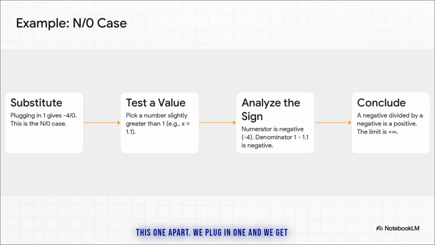Okay, let's really pick this one apart. We plug in 1, and we get -4/0. Ding, ding, ding, that's our clue. We know the answer is either positive or negative infinity. Now we just need to figure out which one. So we test a number that's super close to 1 but on the right side, something like 1.1. The numerator, -4, is obviously negative. The denominator becomes 1 minus 1.1, which is -0.1. So think about what's happening. We have a negative number divided by a tiny, tiny negative number. And what happens when you divide a negative by a negative? You get a positive. So the limit has to be positive infinity.